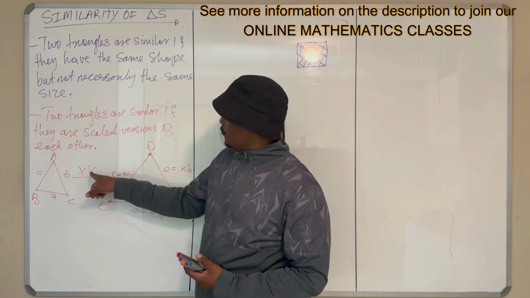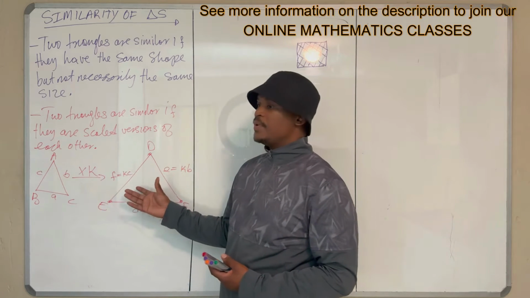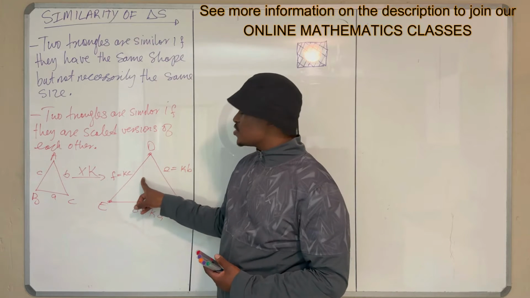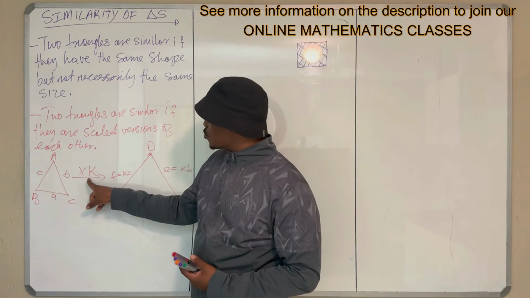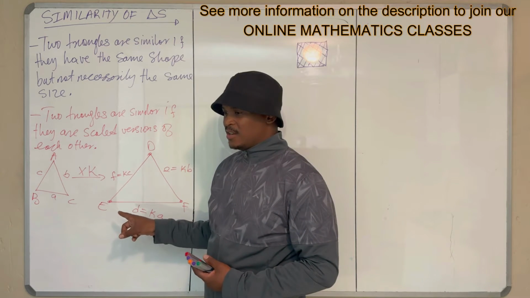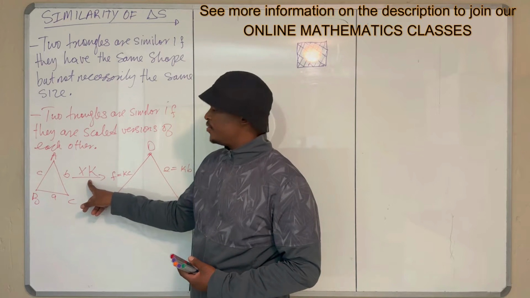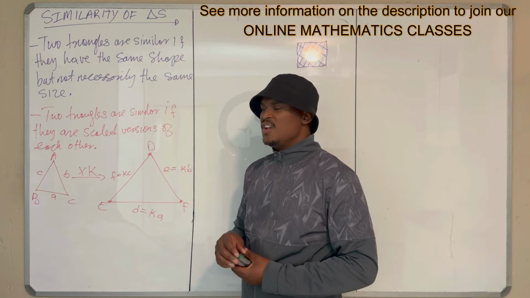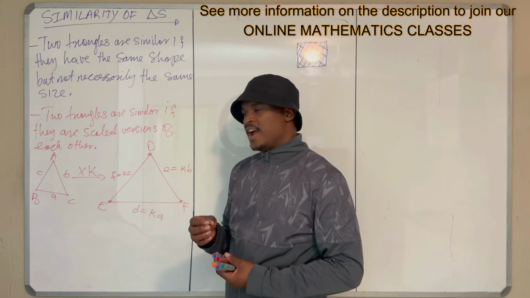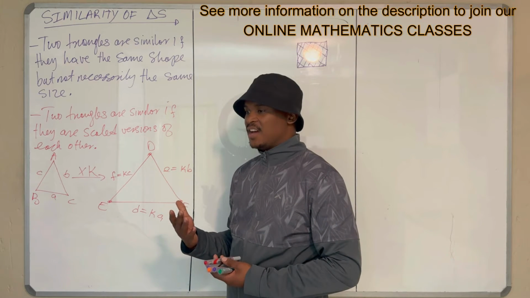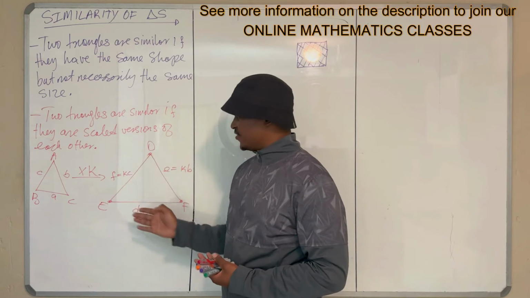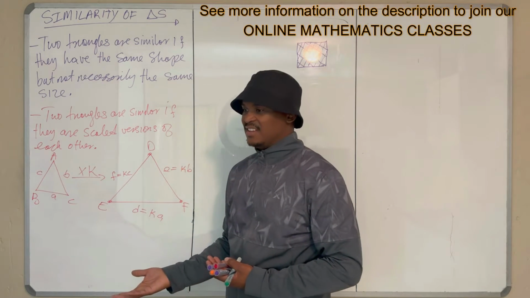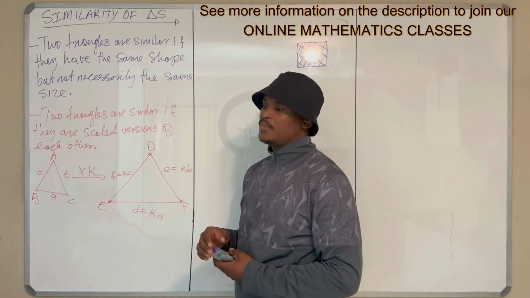If your K is 2, this new triangle will be double that one. If your K is 1, they will be identical. If your K is a half, this new triangle will be half of the original triangle. So if your two triangles are scale divisions of each other, like I've defined here, that all of the sides are multiples of some factor K, then those two triangles are similar.